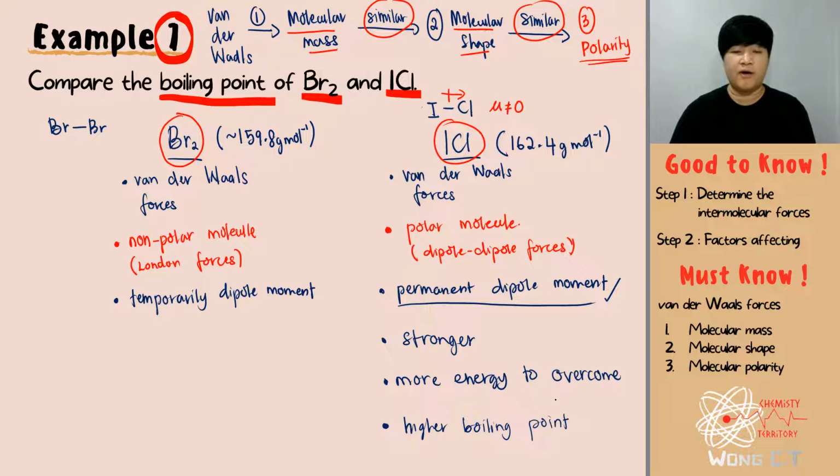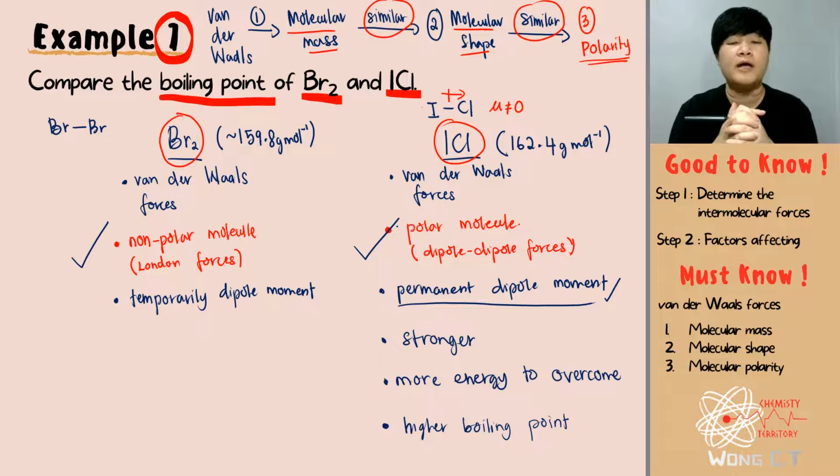Because ICl and your Br2 both have similar molecular mass and also similar molecular shape. So the only factor that can differentiate them is the polarity. Your Br2 is a non-polar molecule. Your ICl is a polar molecule. And over here, the polar molecule will have a higher boiling point because they are forming a permanent dipole, which is stronger than the temporary dipole and therefore needs more energy to overcome the permanent dipole moment. Okay, and whenever more energy is needed, you definitely have a higher boiling point.